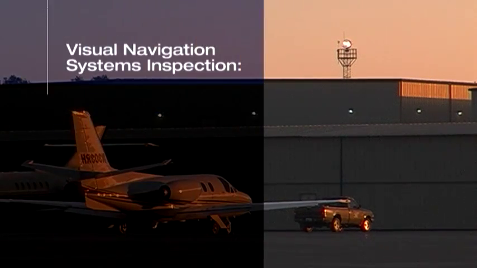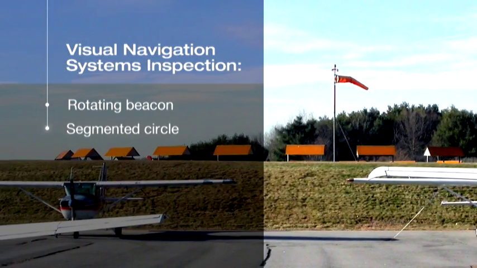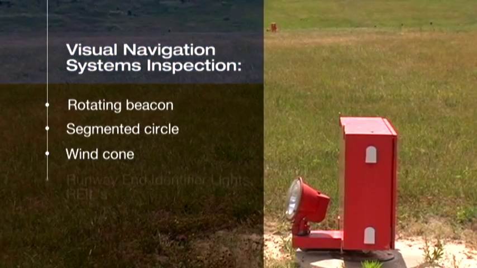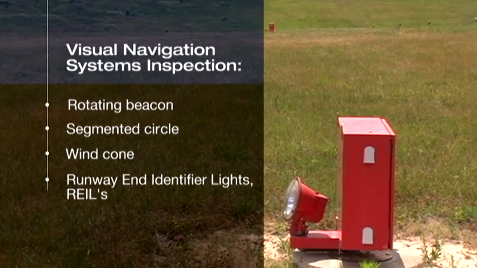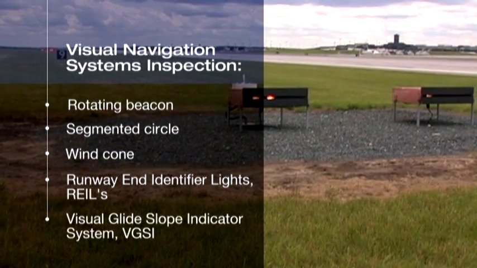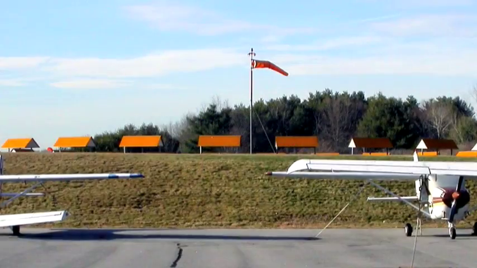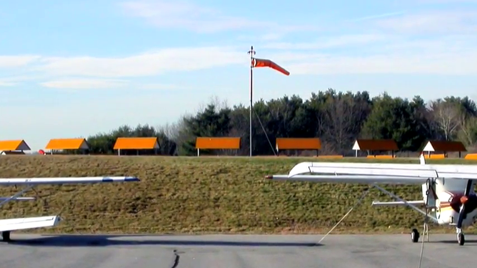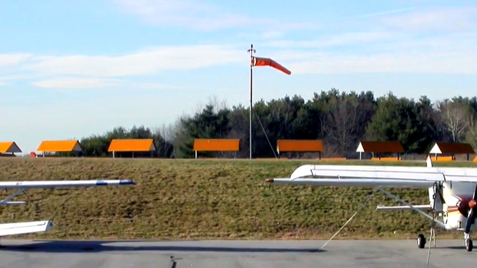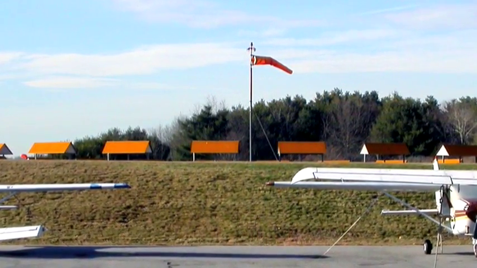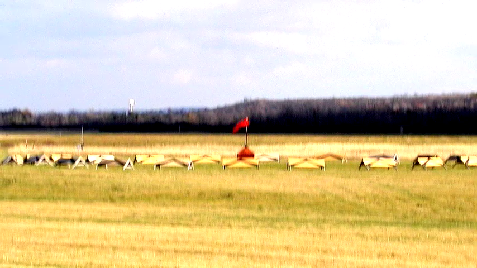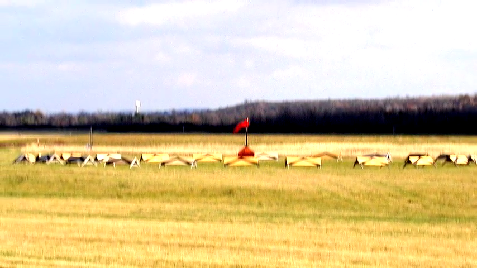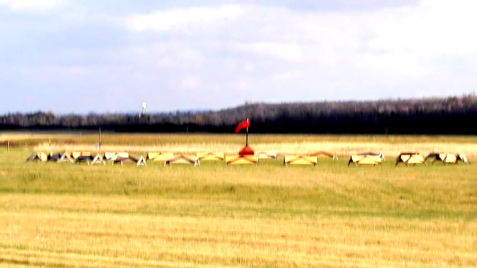For example, the rotating beacon, the segmented circle, the wind cone, runway end identifier lights, REILs, and the visual glide slope indicator system, VGSI. The rotating beacon shows the airport's location and therefore should be checked daily to make sure it is working properly. A segmented circle should be clear of vegetation, dirt, or snow so that it can be easily seen from the air, since it helps the pilot find the wind direction indicator. And also, erosion can displace circle segments, so you must be alert to this possibility as well.